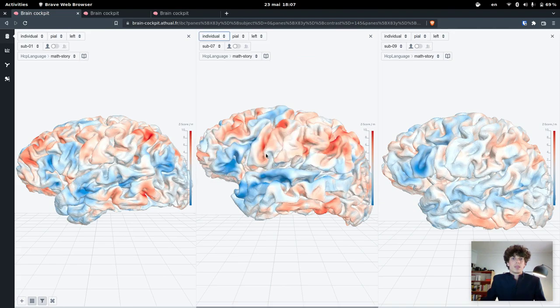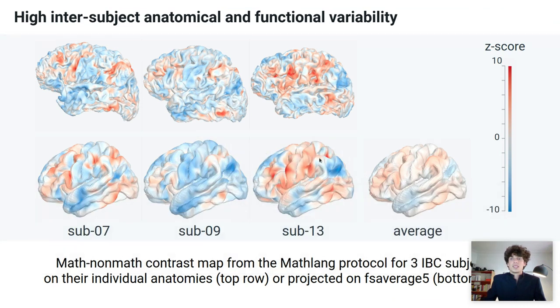Let's go back to the slides. Basically the problem: we mentioned the individual anatomies, and we mentioned projecting them onto a template. If you take the average of these things onto the template, you basically see that you lose a lot of statistical power, which is kind of the problem here.